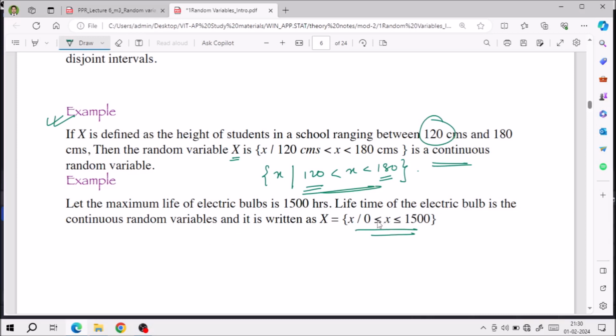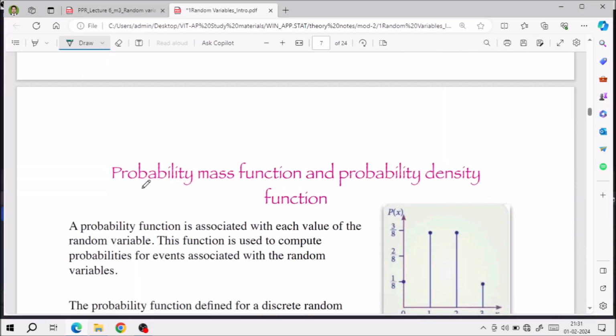So you can see 0 to 1500, there are infinitely many points. So you can consider this one as a continuous random variable. So these are a few basic understandings along with the examples. What is a random variable? Two types of random variable, discrete and continuous. Now formally we'll see the definition as well.